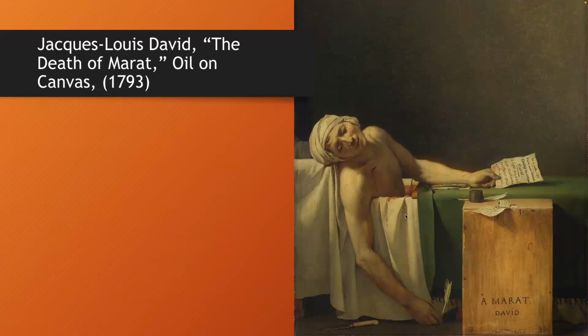Now, we had talked about the various cults that emerged during the French Revolution. And as a part of some of those cults, you'll see that Marat would be depicted as almost like a godlike figure. And we see this similarly produced in David's Death of Marat.